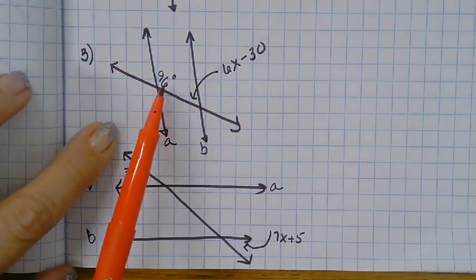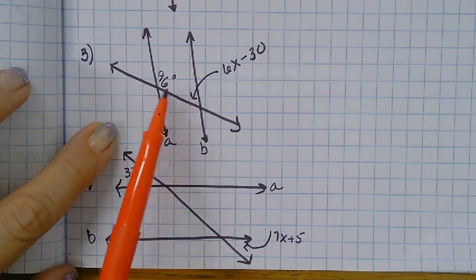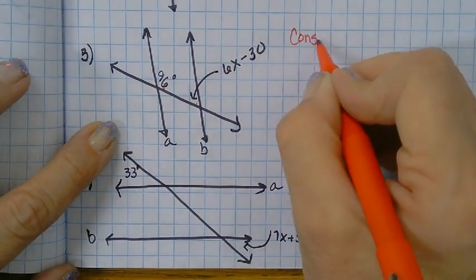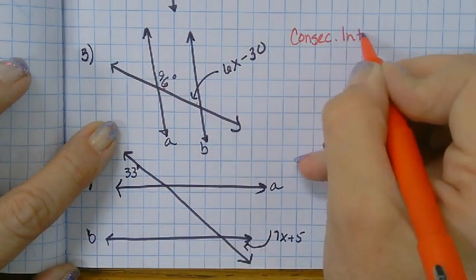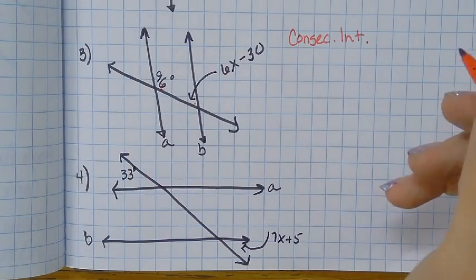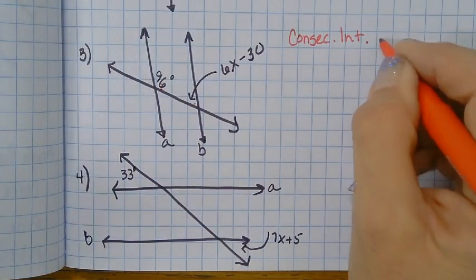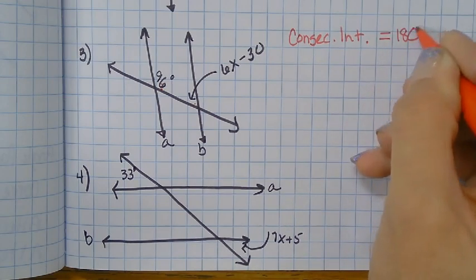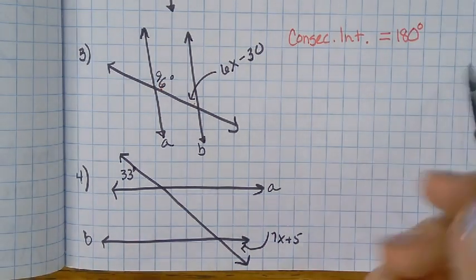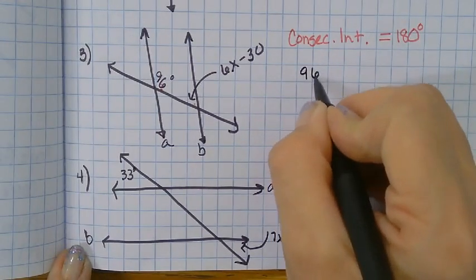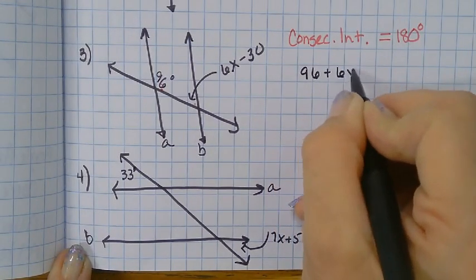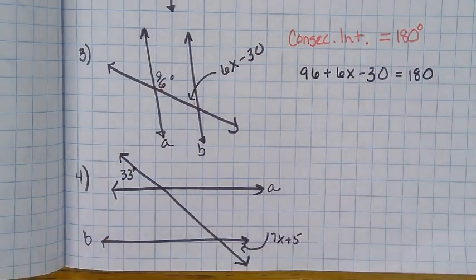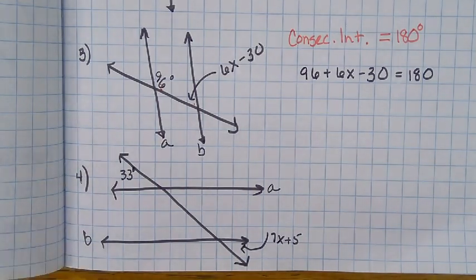Okay, so for number 3, these two angles here, what kind of angles are they? Consecutive interior, or we could say same side interior. And are those congruent, or do they add to 180? They add to 180. So the equation here would be 96 plus 6x minus 30 equals 180. Then we can finish solving that.